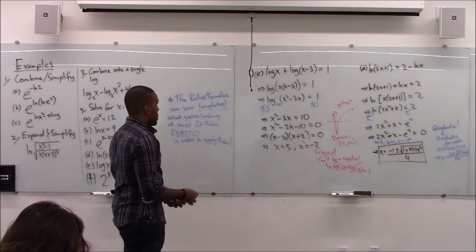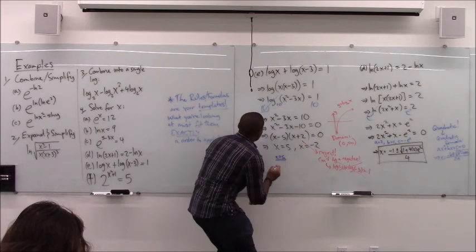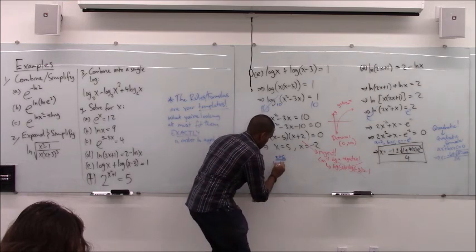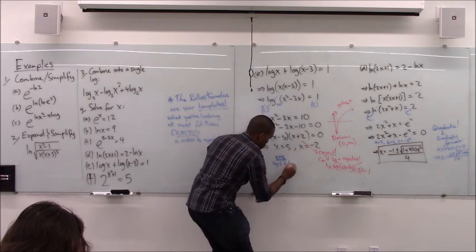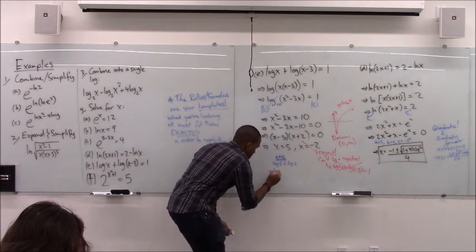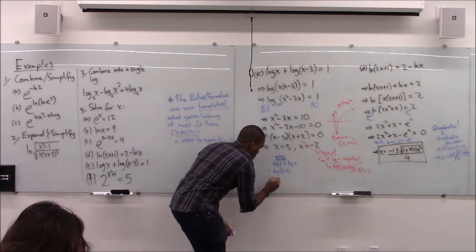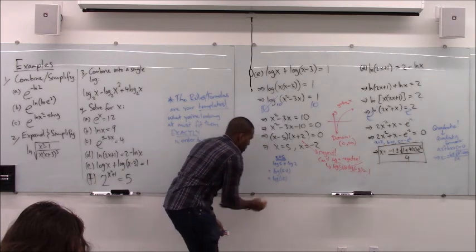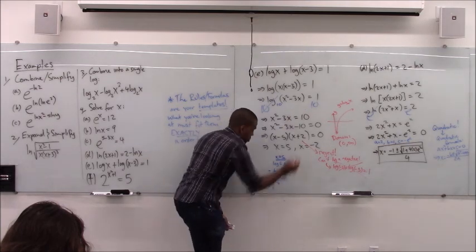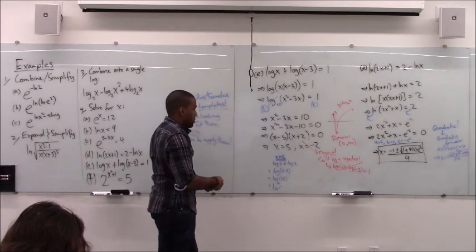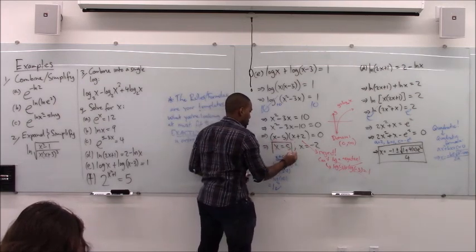You can plug in 5 though. If your x equals 5, you'd have log of 5 plus, plugging in a 5 here, log of 2. You can combine that into log of 5 times 2, which is just log of 10. Now the base is 10, which means that's 1. And 1 is the answer. So that's our answer.